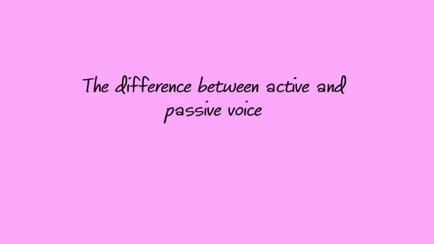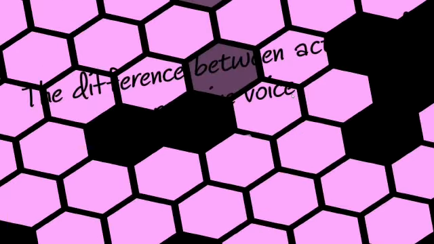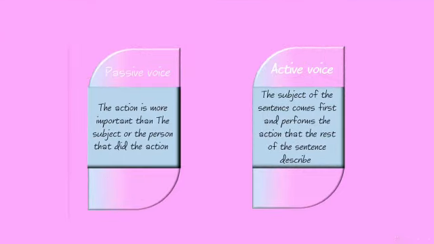Now we will see what the difference is between active and passive voice. Active voice. The subject of the sentence comes first and performs the action that the rest of the sentence describes. أي في جملة الأكتف فويس أو المبني للمعلوم بيكون عنا فاعل، أي أنه معلوم من قام بالفعل. In the passive voice, the action is more important than the subject or the person who did the action. أي أنه في جملة الباسيف voice لا يوجد فاعل، لأن الفعل هو أهم من الشخص الذي قام بالفعل.